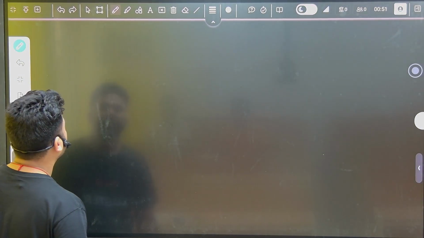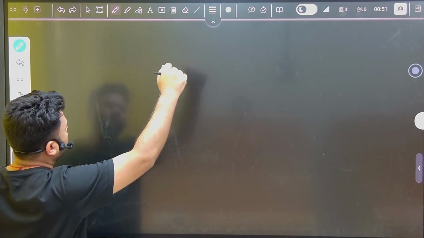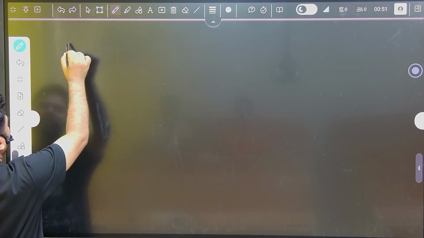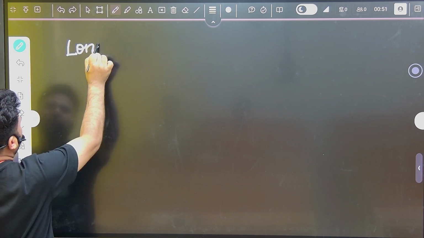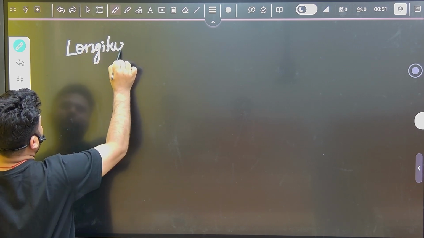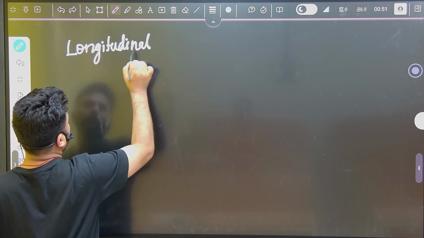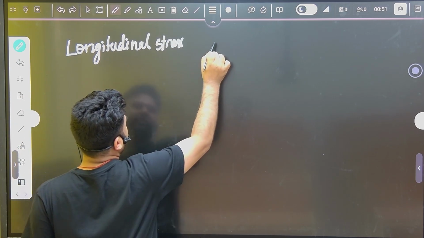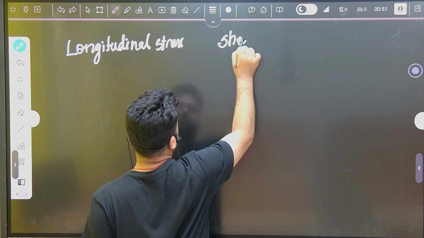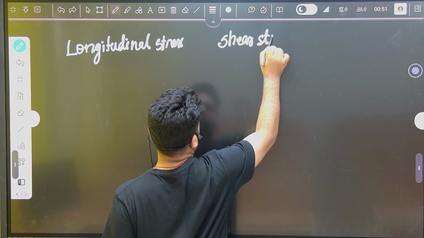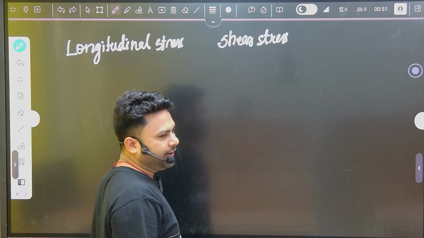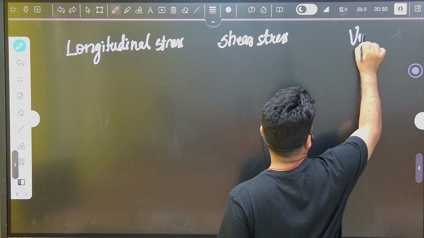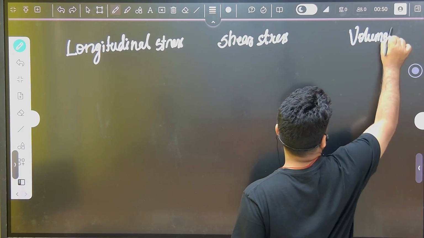Next, see, this stress and strain is divided basically into three categories. One is longitudinal stress. One is shear stress. And one is volumetric stress. Correct? Volumetric stress.